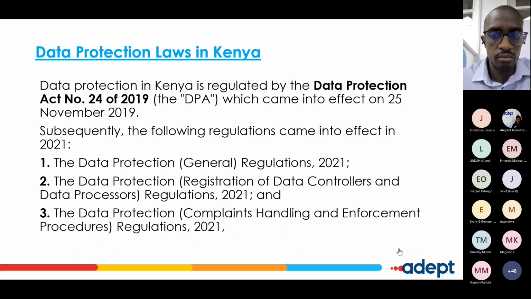So some of the key objectives is one, to regulate the processing of personal data, also to ensure that processing is done in accordance to the guidance and principles laid out in the laws. And thirdly, is to protect privacy of individuals. So this is basically to buttress the provisions of Article 31 of the Constitution, which gives individuals or citizens the right to privacy.